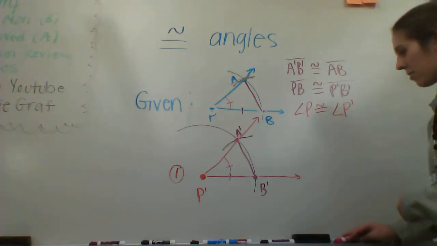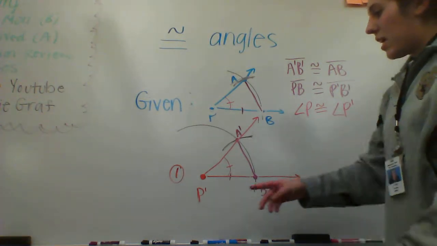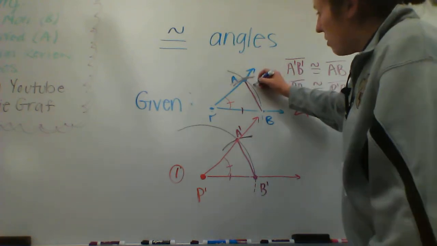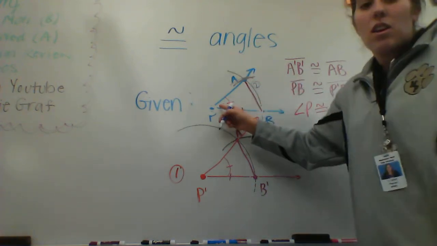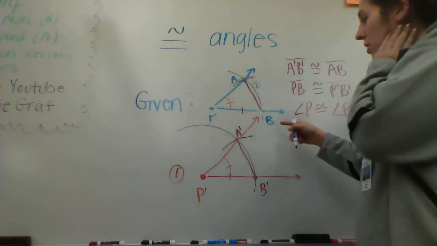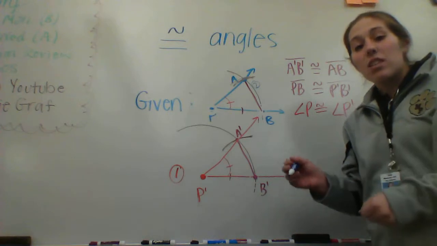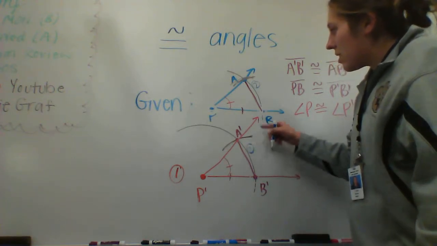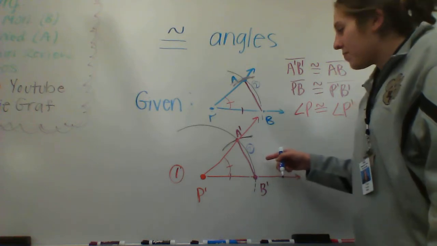So, for a quick review of steps. The first step, we drew a ray. The second step up here, we drew an arc of any distance using P as our starting point. You put the needle point on P and draw the arc. Then we froze the compass and did the same thing down here. So the P and P prime are what we drew those arcs from.